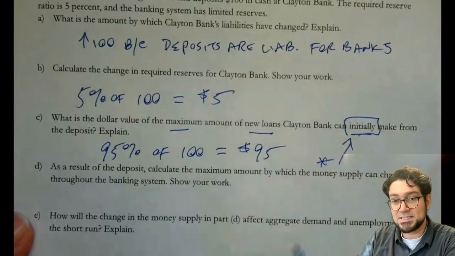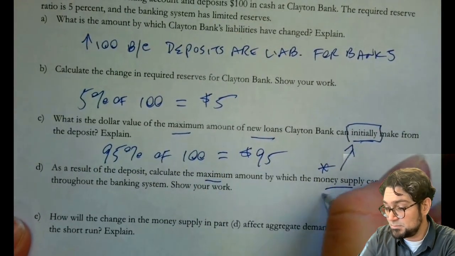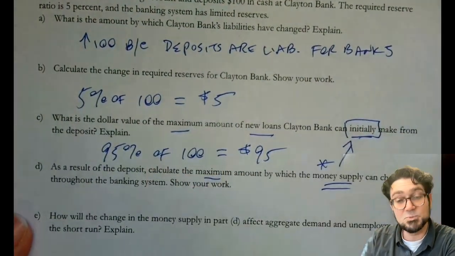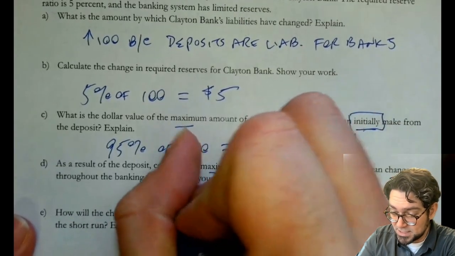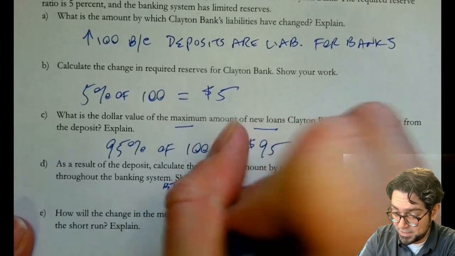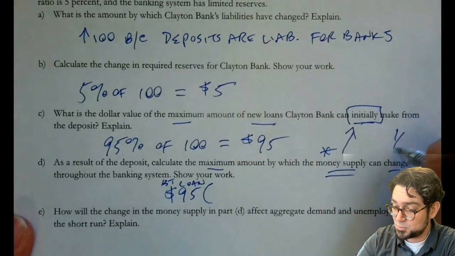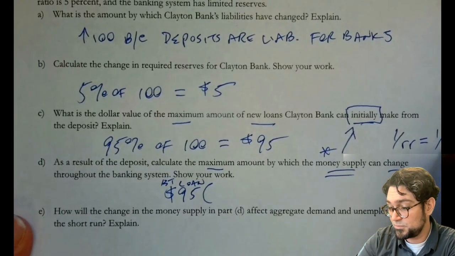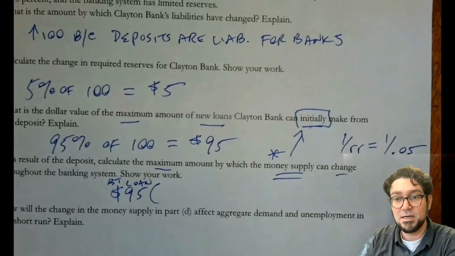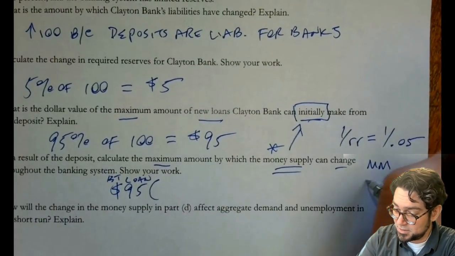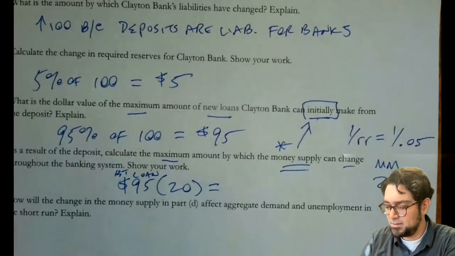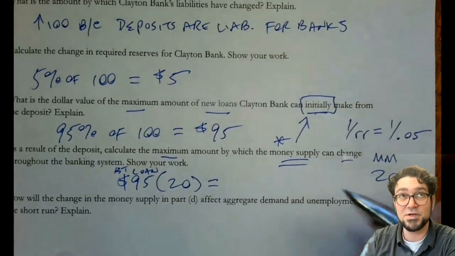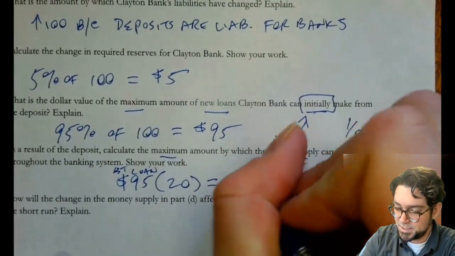Then, as a result of the deposit, calculate the maximum amount by which the money supply could change. This one we're going to use the money multiplier. And so it would be the $95. That's the first loan that they could make. And the money multiplier here is 1 over the reserve ratio. That's 1 over 0.05, which is a money multiplier of 20. So times 20. And this one will be 95 times 20, which is $1,900.